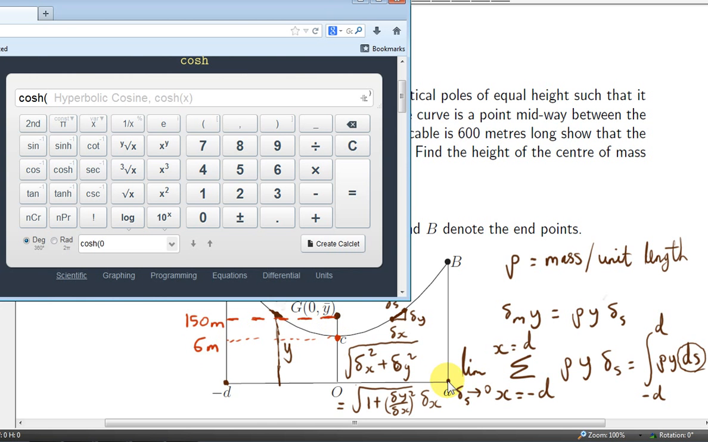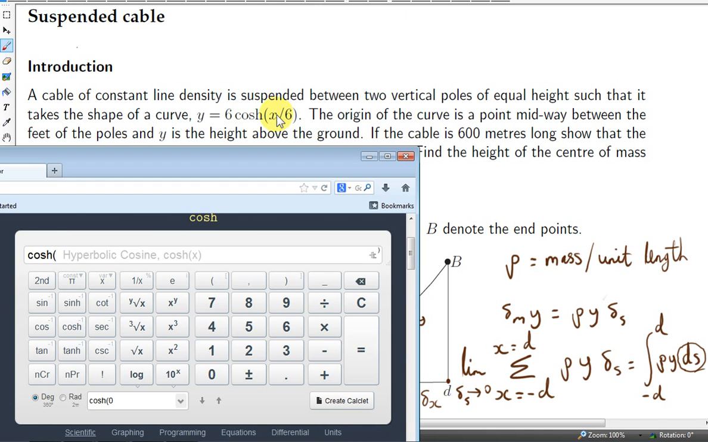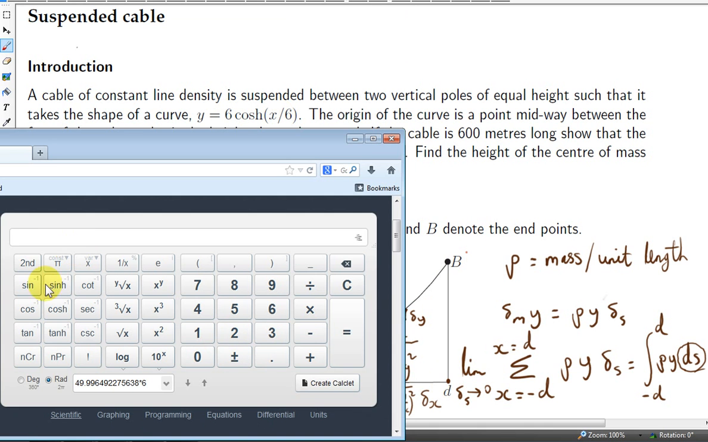Now we know that d is 27.63, so if we plug that in, we can get the height of b above the ground. So we have to get hyperbolic cos of 27.63 divided by 6, and we have to multiply this by 6. Actually, we have to make sure the argument is in radians, not degrees. I had it in degrees. So we want hyperbolic cos of x divided by 6.